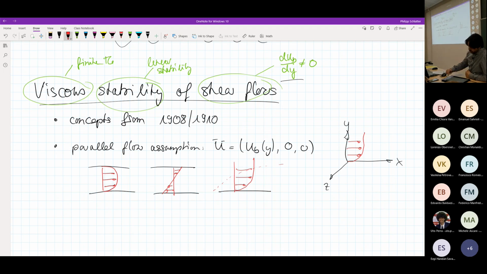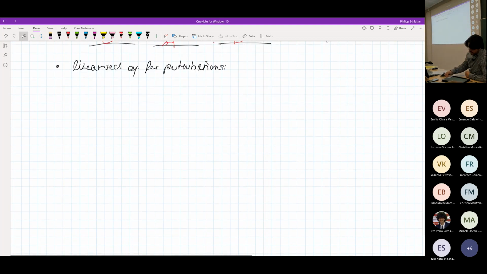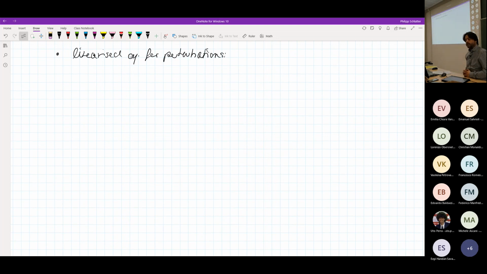Okay, so we make this parallel flow assumption, and now I guess it's time to actually see what happens to our linearized equations for the perturbations. That's essentially just taking the Navier-Stokes equations that we derived last time and plugging in this specific form for the base flow that we now set. And in the end, what we will get is the following.